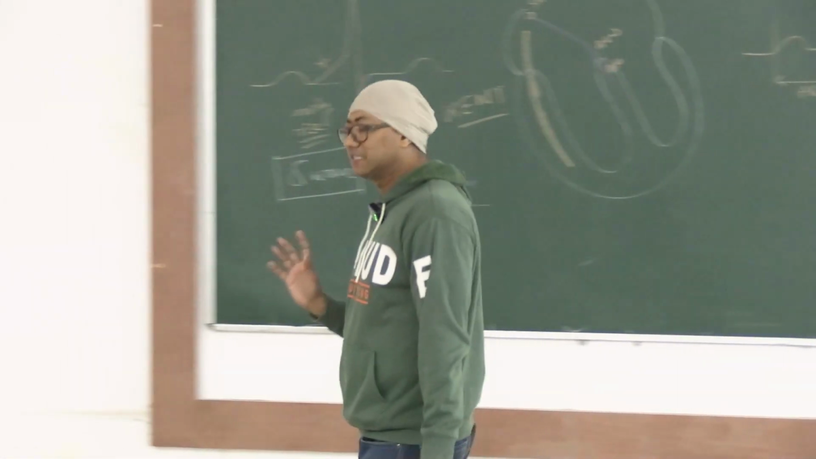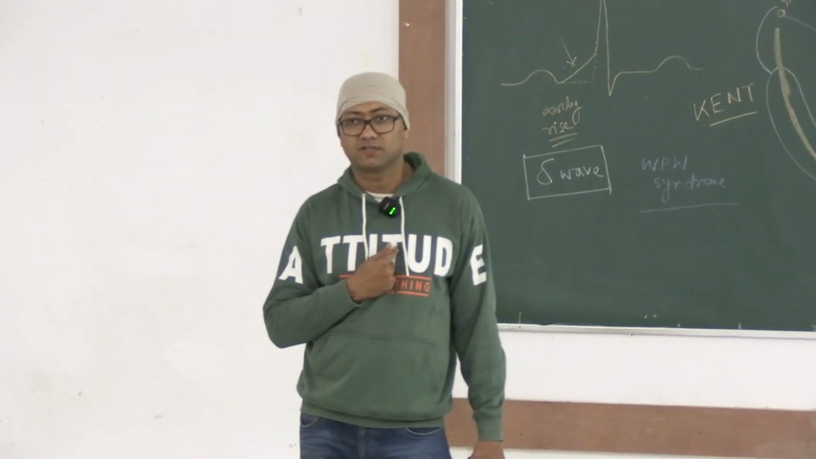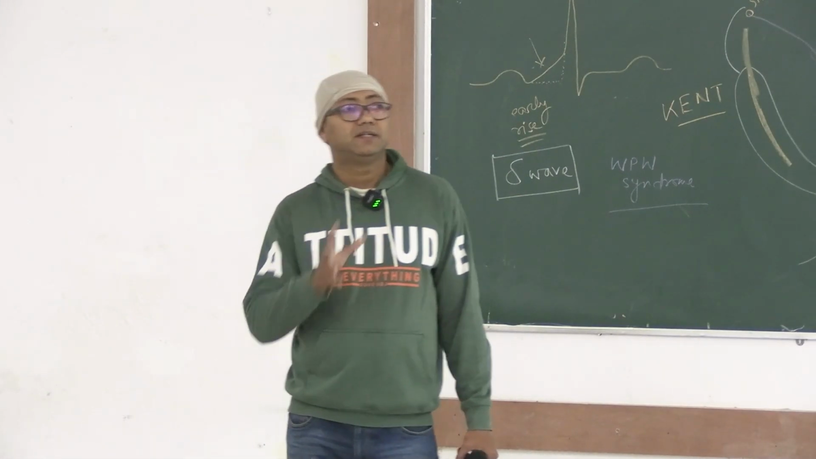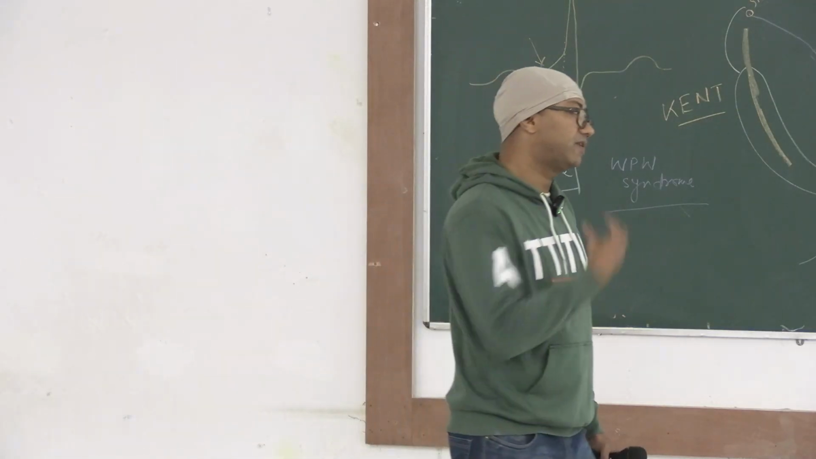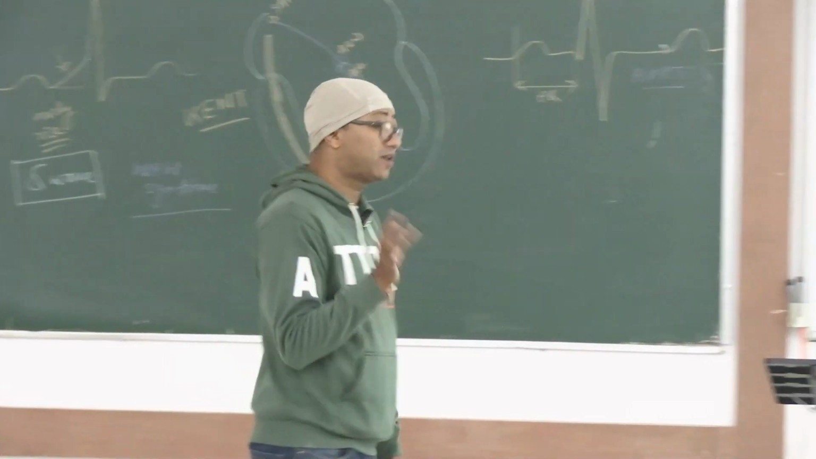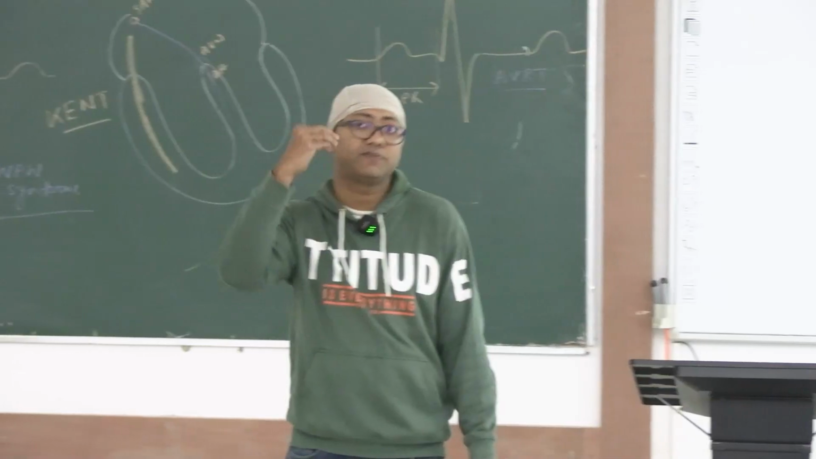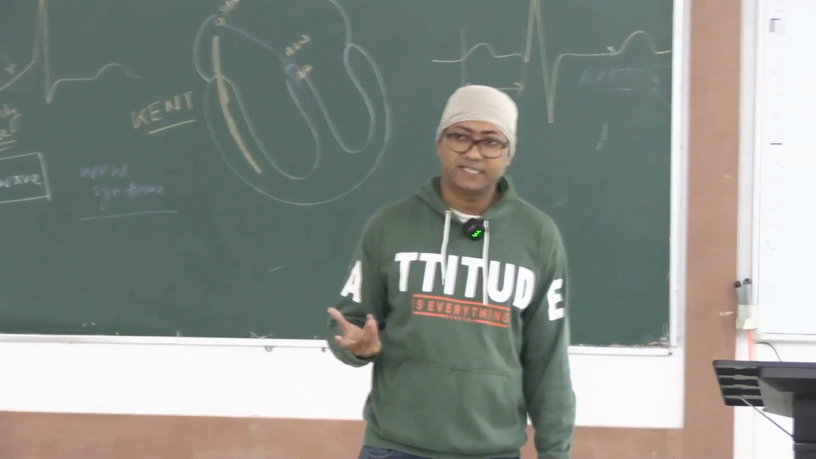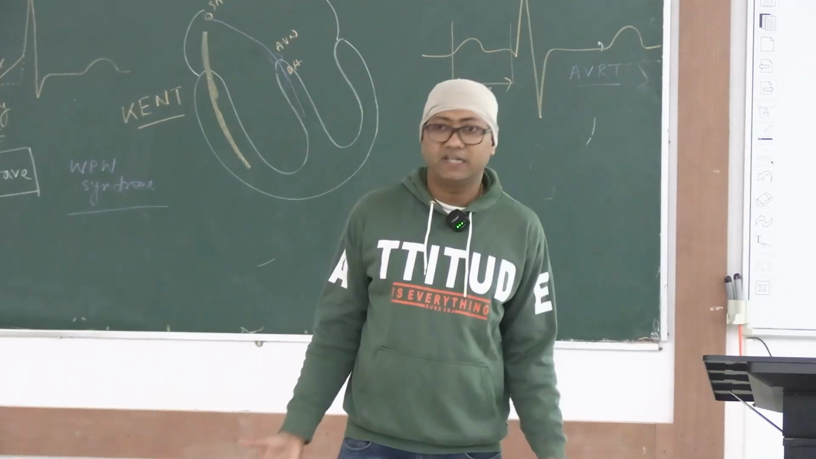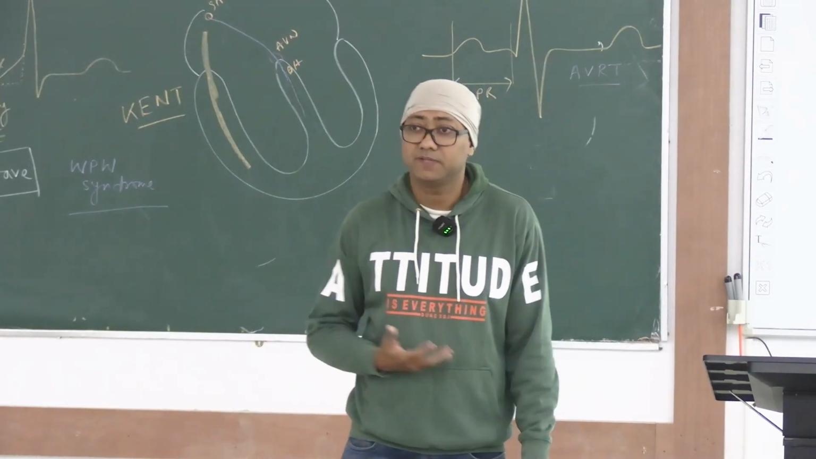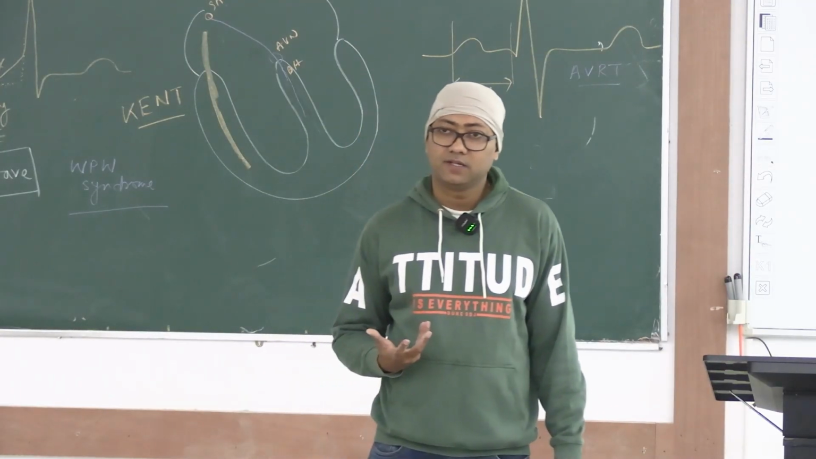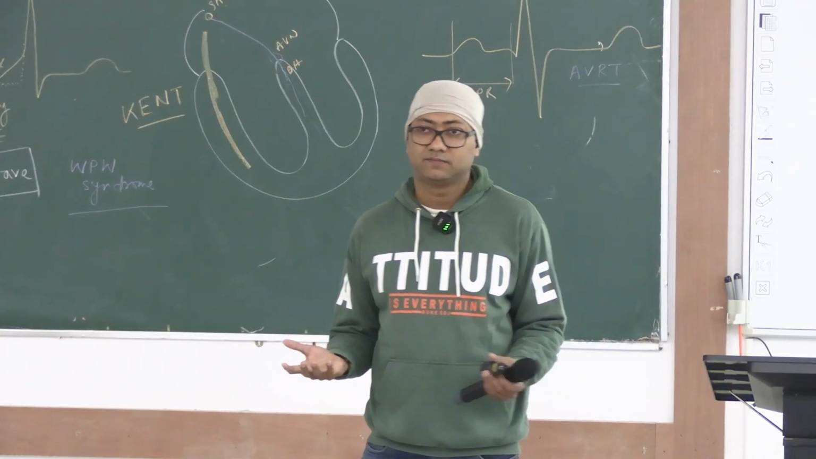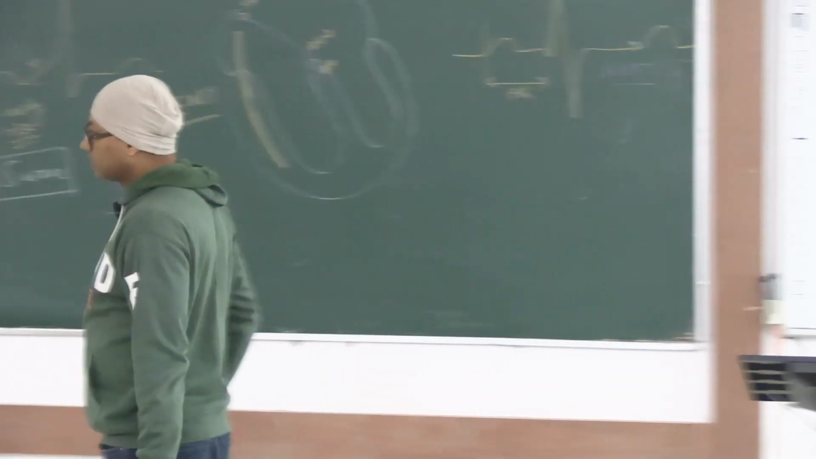One problem is that I have the bundle of Kent in my heart, but the action potential which is traveling from atria to ventricle is not traveling through the bundle of Kent, it is traveling through the normal pathway. It may happen, right? So I will not be having any symptom, even if I have the bundle of Kent, right? So ECG में ये पता नहीं चलेगा, right? This is one scenario, okay?